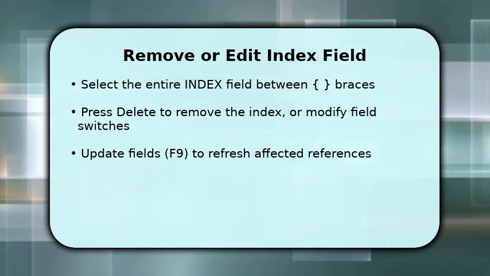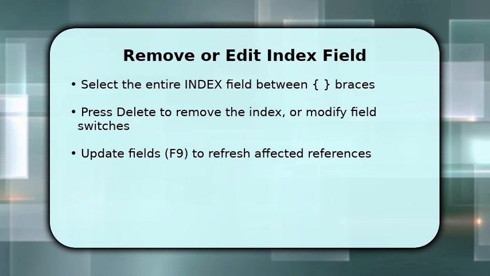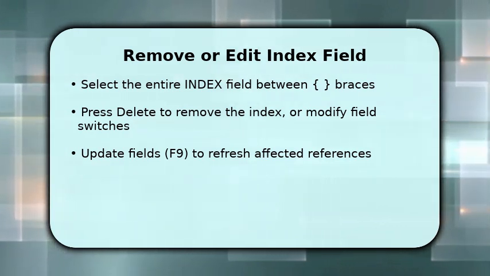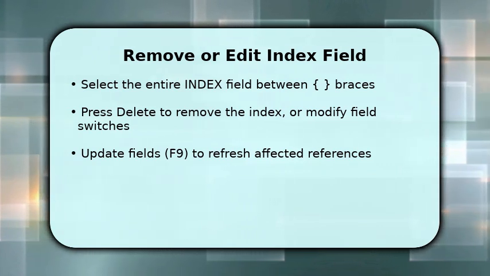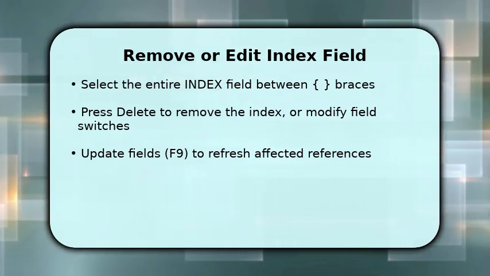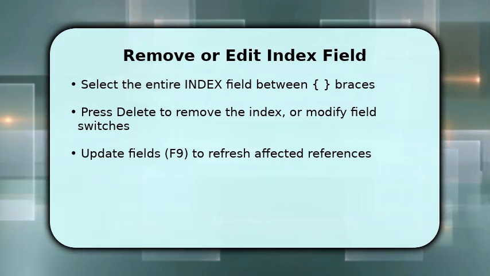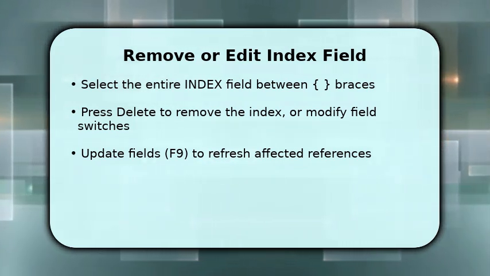If you prefer to edit, change field switches or entry text inside the braces and then press F9 to update that single field. Once done, toggle Alt+F9 back to hide codes and check for remaining index entries. Make sure to update other fields so cross-references and TOC remain accurate.